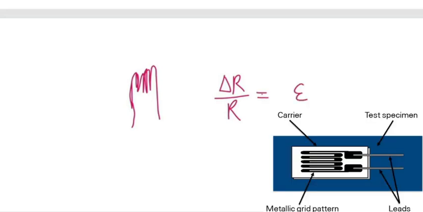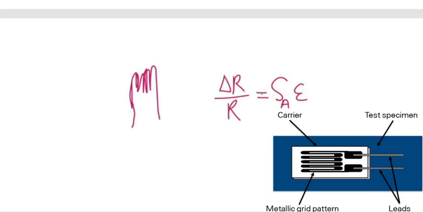strain gauge. What is a strain gauge? Strain gauge is a small piece of electrical wire. It can be made up of a foil or a small electrical resistor made up of probably copper. So the strain gauge is used to measure what? Strain, but we can't measure strain directly. It uses the principle that electrical resistance is proportional to strain, whereby we have what we call a constant.